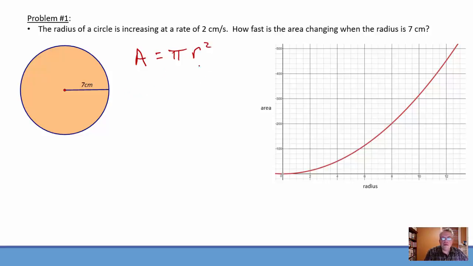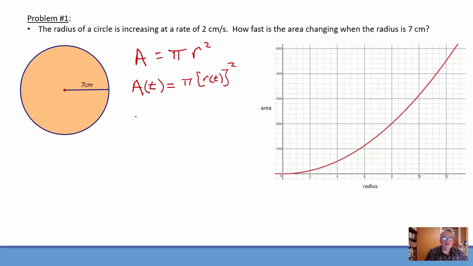And everything is changing with respect to time here. Area is changing with respect to time, and so is the radius. So we're usually not going to write it this way, but just to see what's going on, let's write it like this. A of t, that means area is a function of t, equals pi times r of t squared. This is really what's going on. And when we take the derivative of r of t squared, we need the general power rule.